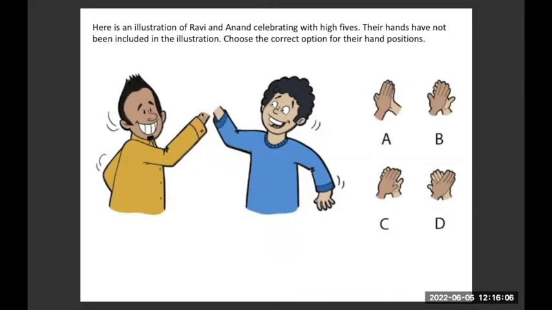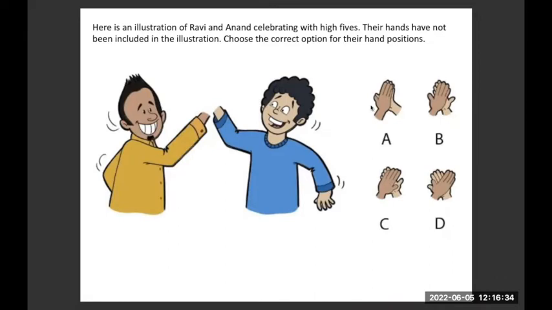Here in this question, you can actually use your own hand as a reference. You can see that the yellow person and the blue person are using their right hands here. So you have to imagine yourself in your position and you're high-fiving somebody, your friend. In which position will your thumb be when you're high-fiving together? And in a case where both these people are using their right hands.